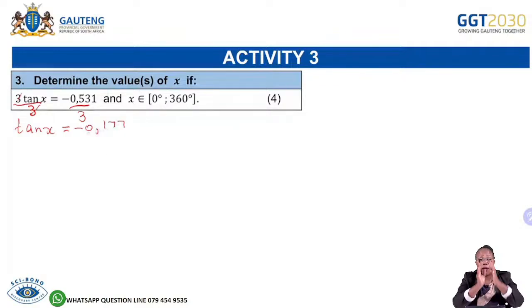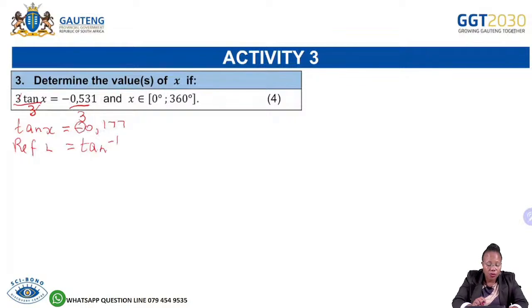And then the next step, the minute you have a ratio and it is not a reciprocal, you can go straight to your reference angle, of which it will be the arctan. Remember, the negative is indicating quadrants, so we will check the quadrant after looking at the reference angle of 0,177. Our reference angle in this case will be 10,04 degrees. That is your reference, it is not yet your solution.